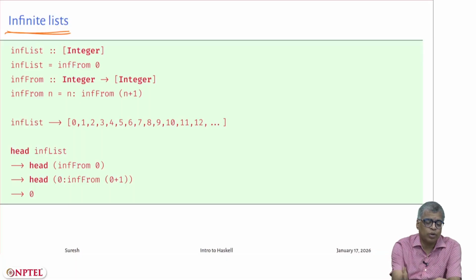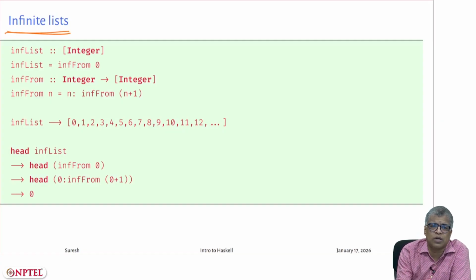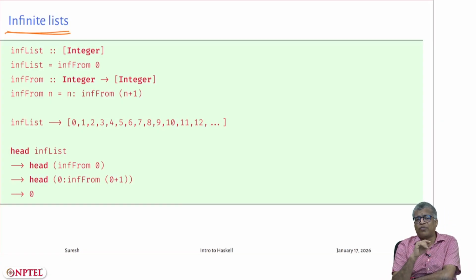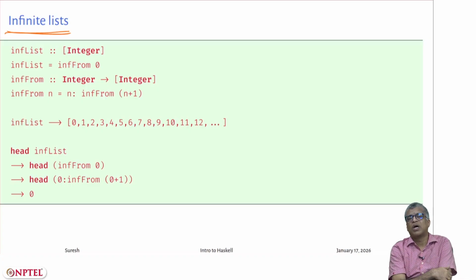Okay, so inf list is inf from 0, and inf from n is n followed by inf from n plus 1. So inf list is actually the infinite list 0, 1, 2, 3 dot dot dot, which goes on forever. But if I just do head of inf list, to apply head, I need the argument to be of the form e colon es. So I will try to expand the definition of inf list. Inf list is inf from 0. Inf from 0 is 0 followed by inf from 0 plus 1. That's it. I will stop now, because head doesn't require any computation beyond that.